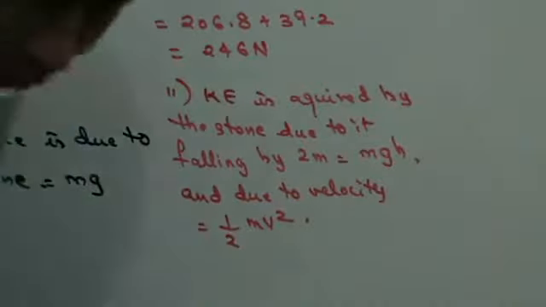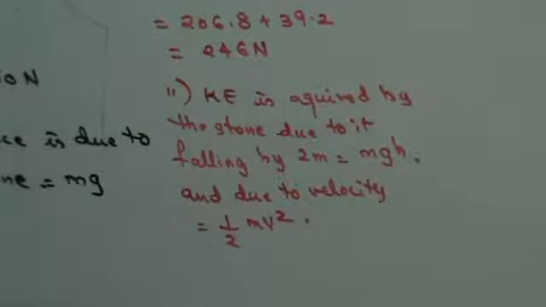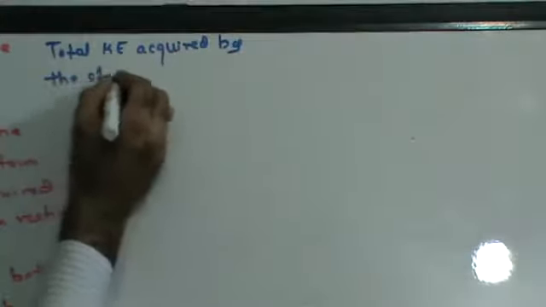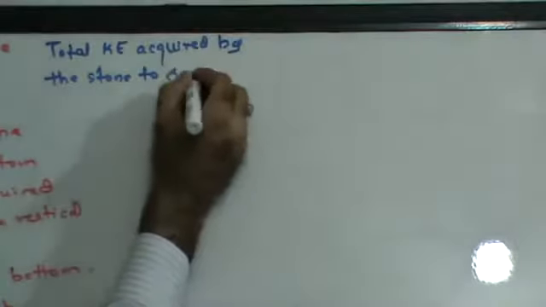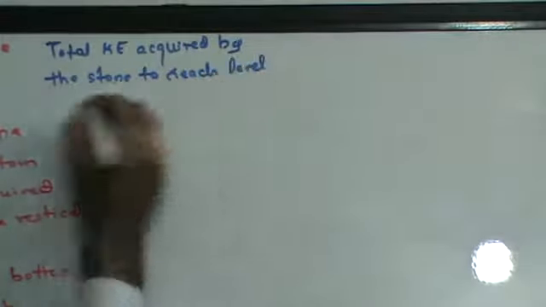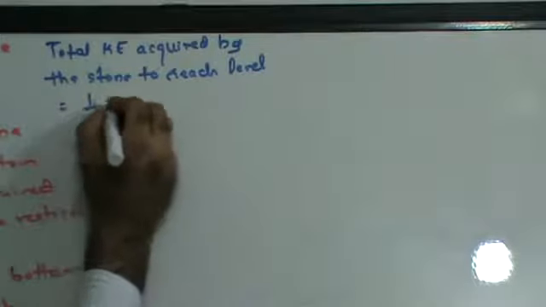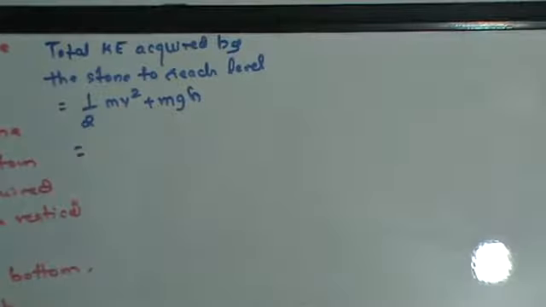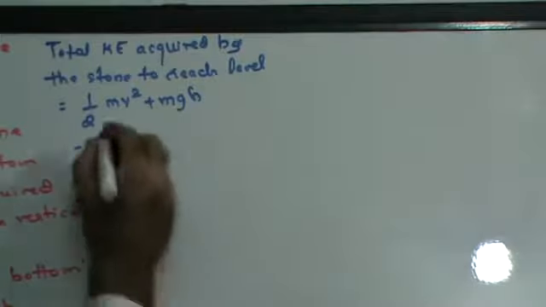Therefore, I can say that the total kinetic energy acquired by the stone to reach level is going to be nothing but half mv square plus mgh. If I substitute these values, I will get the answer as 128.4 joules.